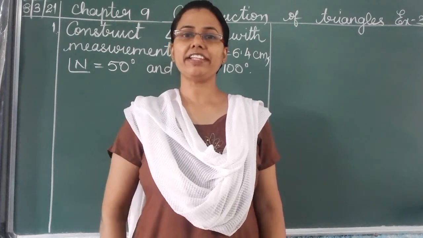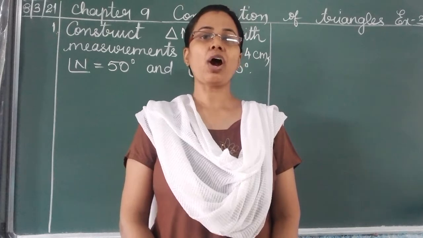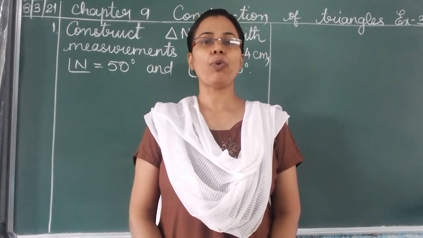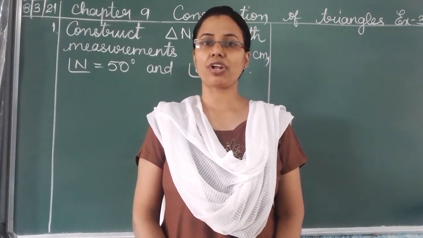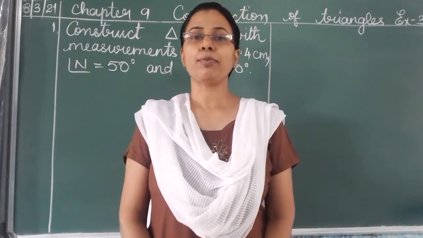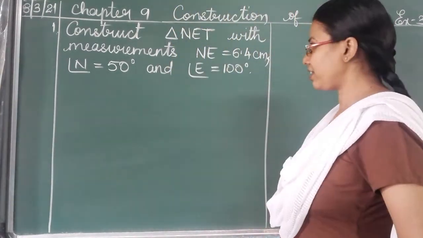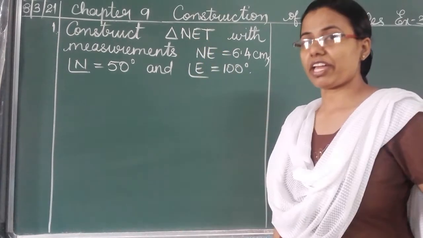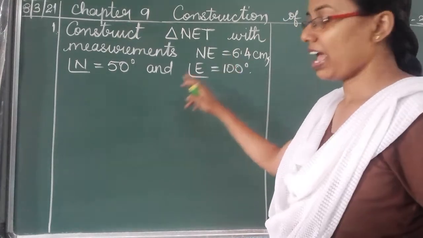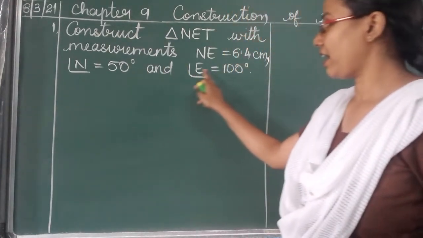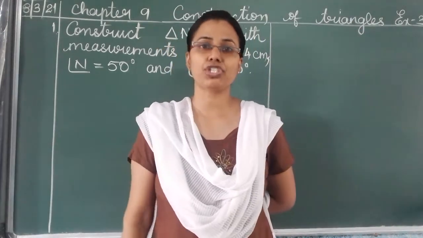Okay. Today let us begin exercise 3, and here we are going to learn how to construct a triangle when two angles are given and one side. So now let us write exercise 3, problem 1. The question is construct triangle NET with the measurements NE equal to 6.4 centimeters, angle N equal to 50 degrees and angle E equal to 100 degrees. This is the construction which you have to do.